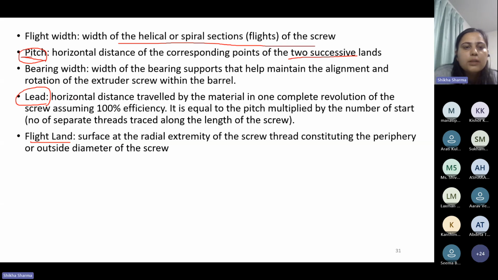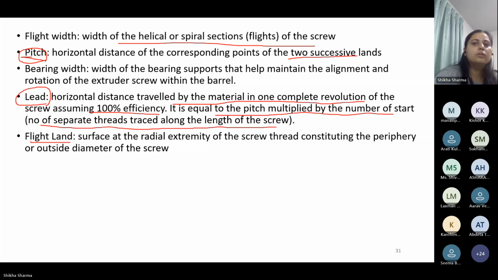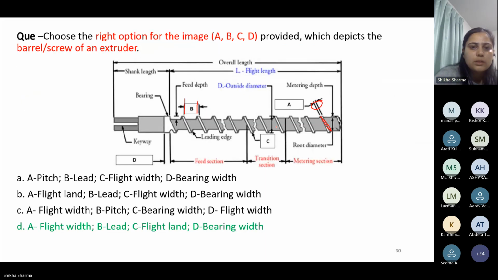So what is lead? It is the horizontal distance traveled by the material in one complete revolution of the screw, when we are assuming 100% efficiency. It is equal to the pitch multiplied by the number of starts. Number of starts means the number of separate threads traced along the length of the screw. So this is lead.